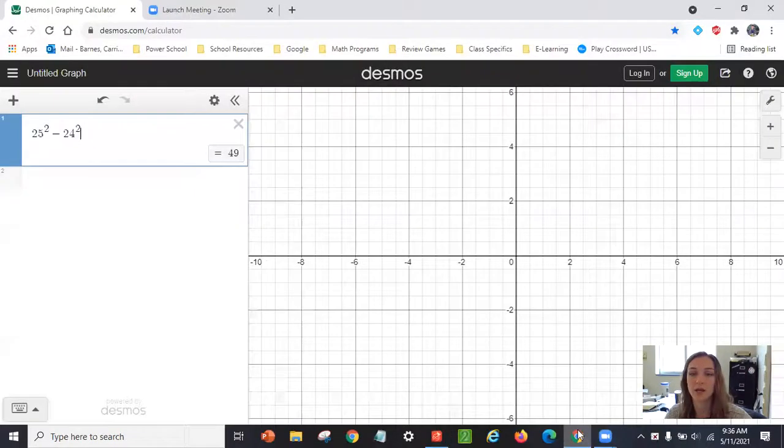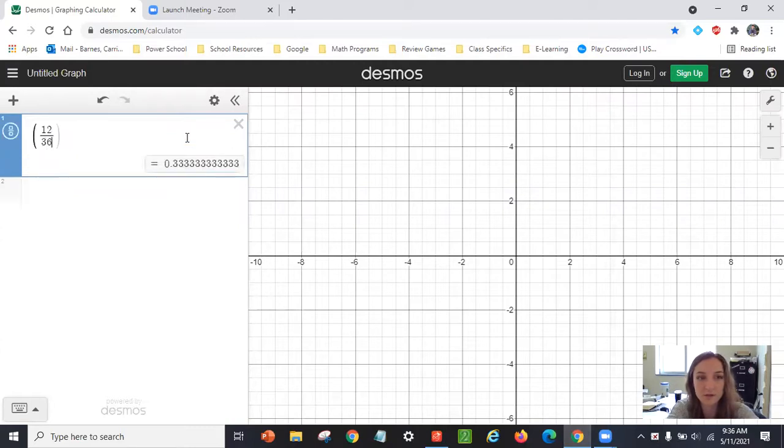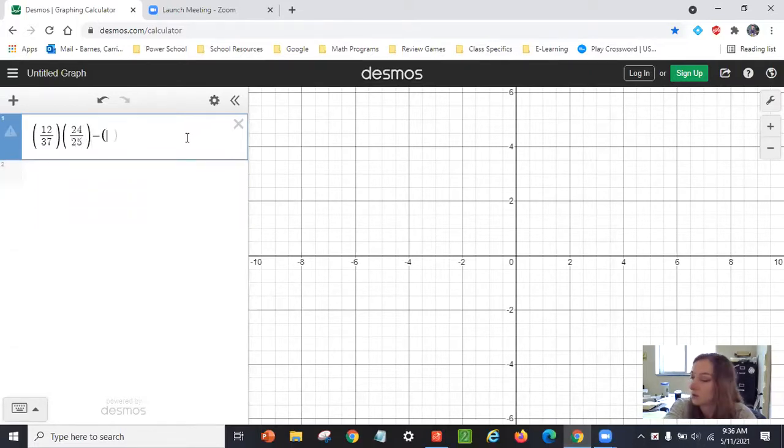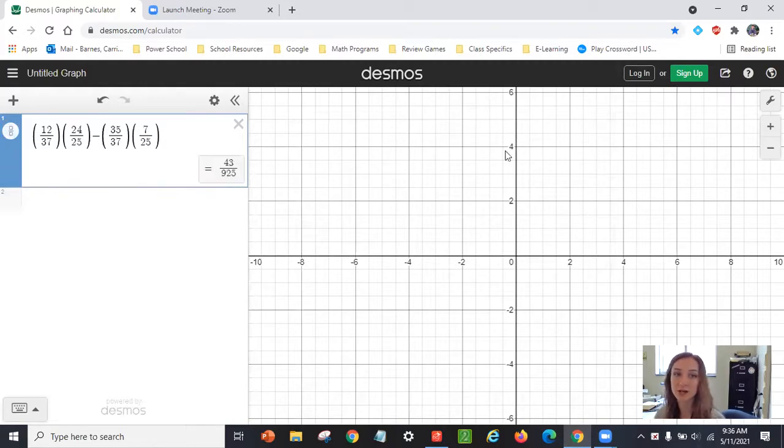We're going to click the fraction button, and we're going to find this answer. So we have 12 over 37. And like I said, you can do this in a graphing calculator if you just hit math, enter, convert it to a fraction. Okay, minus 35 over 37 and times 7 over 25. Okay, so this is our cosine of A plus B. We do need to convert to a fraction, write this in simplest form. So we're going to get 43 over 925.